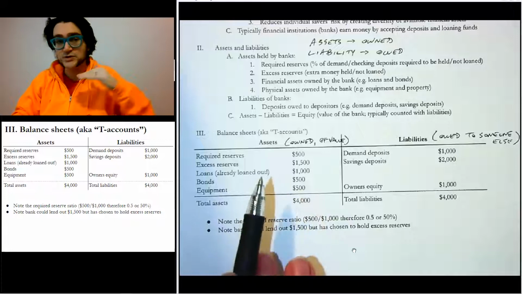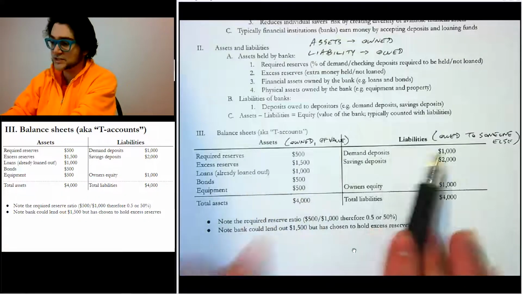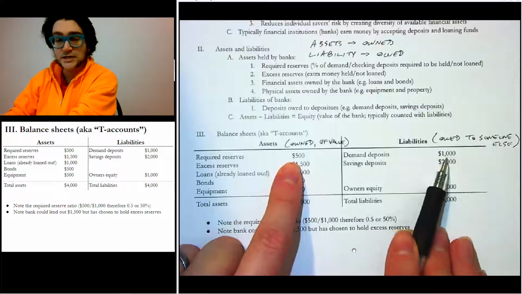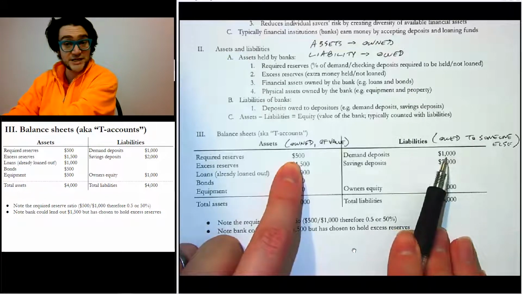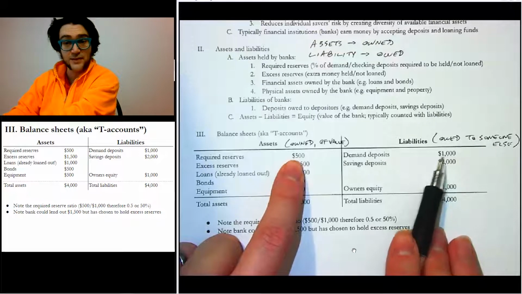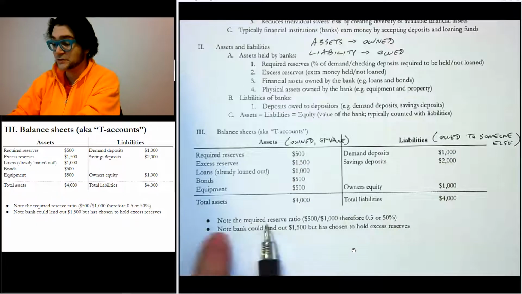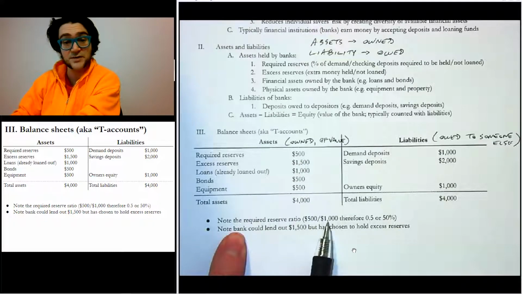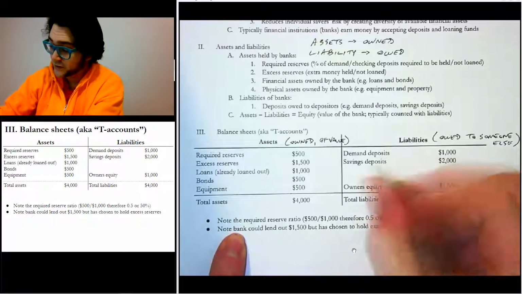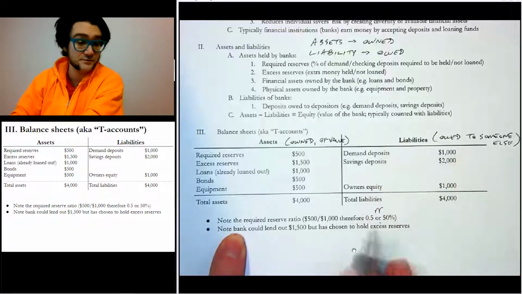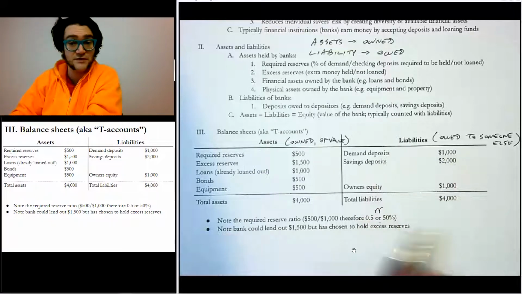Now, the percentage that the bank has to hold is the percentage of the demand deposits. So we can figure out what that percentage is by looking at the comparison of those two values, the 500 and the 1,000 that are right here. In fact, I put that down here. Note that the required reserve ratio is 500 divided by 1,000. So therefore, the required reserve ratio is 0.5. And if you're asked for a percentage, you would say it's 50%.